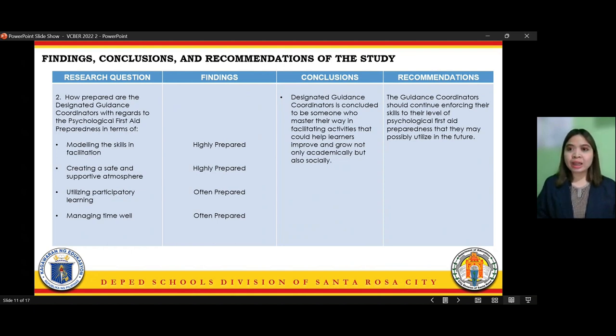Recommendation, guidance coordinators should continue enforcing their skills to their level of psychological first aid preparedness that they may possibly utilize in the future.